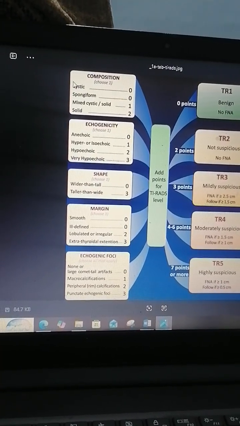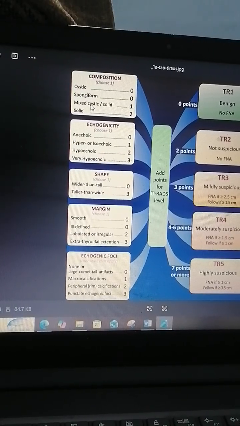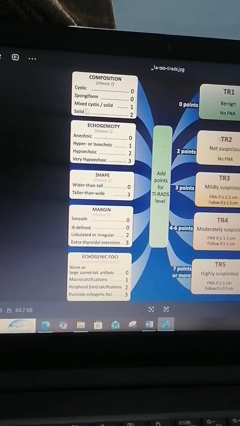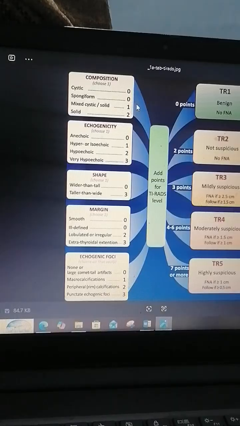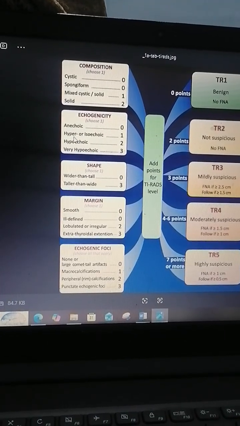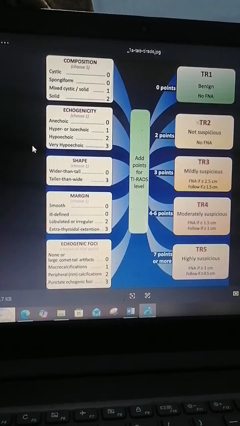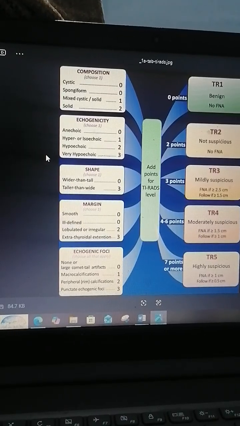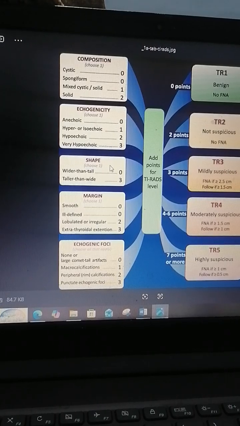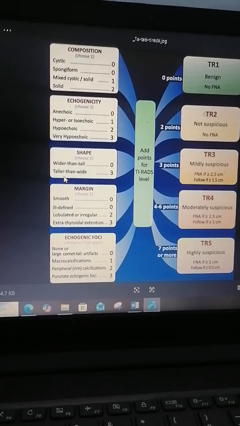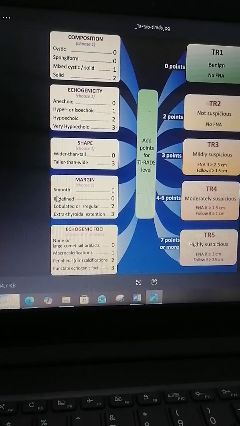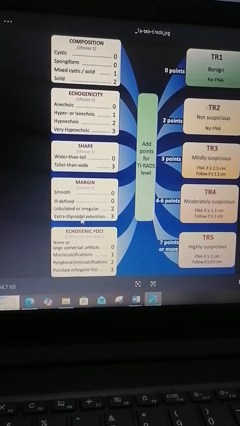In the composition, on ultrasound it can be a cystic swelling, a spongiform swelling, a mixed cystic solid, or a solid swelling. The most risk of malignancy is if the swelling is solid, and we will give it 2 points. And what about the echogenicity? In echogenicity we will see whether the swelling is hypoechoic, hyperechoic, or very hypoechoic. If the swelling is very hypoechoic, it gives the strongest suspicion of malignancy. Next is shape: if it is wider than taller, it is normal and benign. If it is taller than wide, then it gives suspicion of malignancy, and it gets 3 points in TI-RADS classification. Next is margins, which can be smooth, ill-defined, lobulated, or extrathyroidal extension.